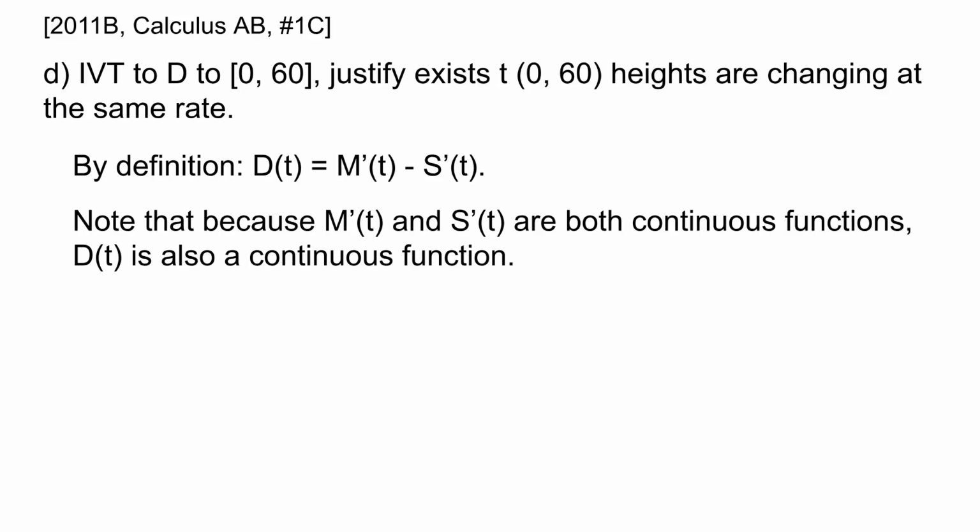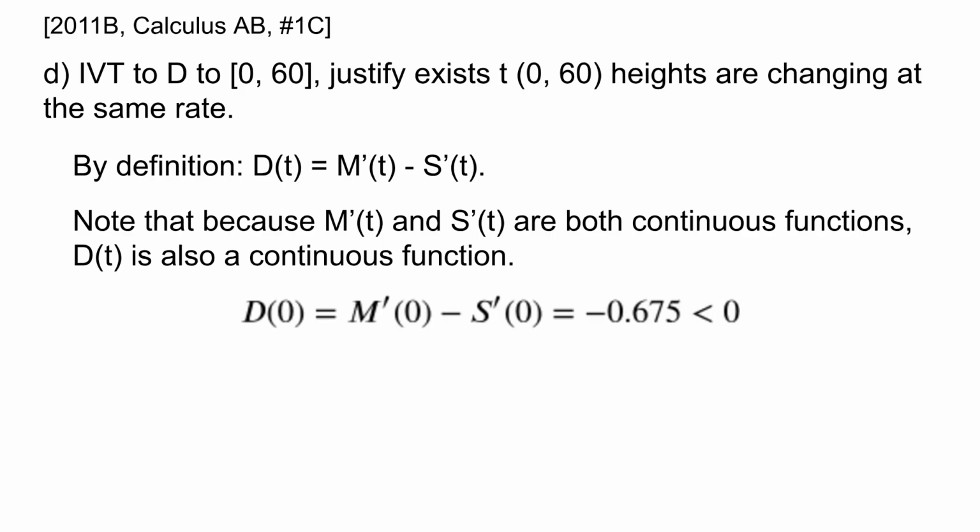So it's important to note that m prime of t and s prime of t are both continuous functions, so their difference is also going to be a continuous function. So this implies that our d of t function is continuous, which is one of the requirements to use the intermediate value theorem. So since we're checking the interval from 0 to 60, let's check d of 0 and d of 60.